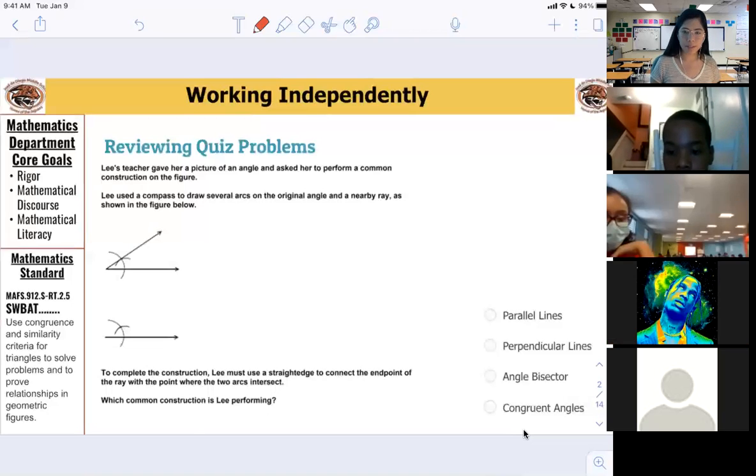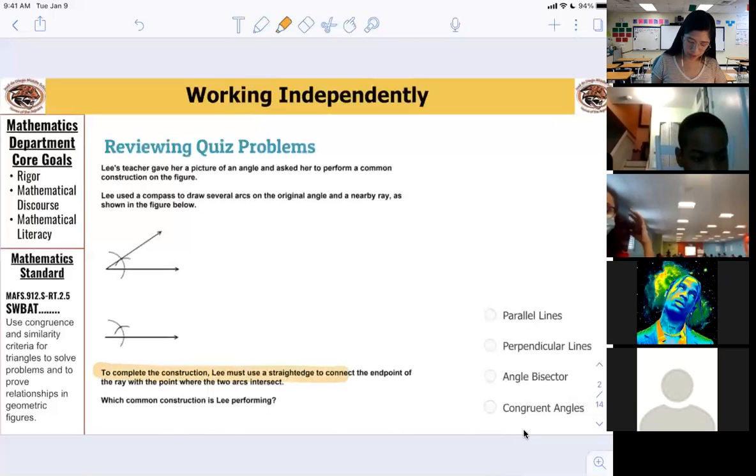Can I read? Yes, go ahead, Tyrone. Lee's teacher gave her a picture of an angle and asked her to perform a common construction on the figure. Lee used the compass to draw several arcs on the original angle and a nearby ray, as shown in the figure below. To complete the construction, Lee must use a straight edge to connect the endpoints of the ray with the point where the two arcs intersect. Which common construction is Lee performing?